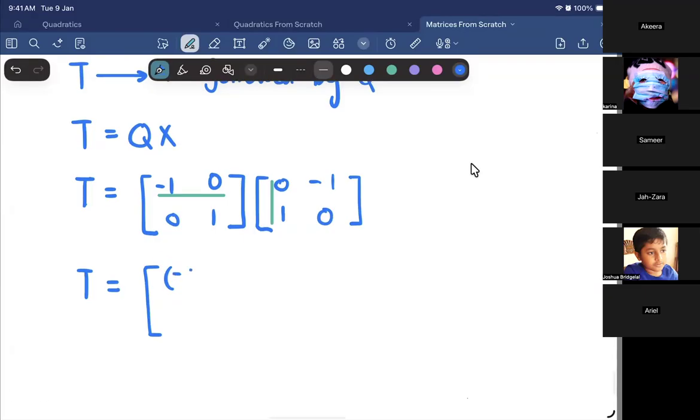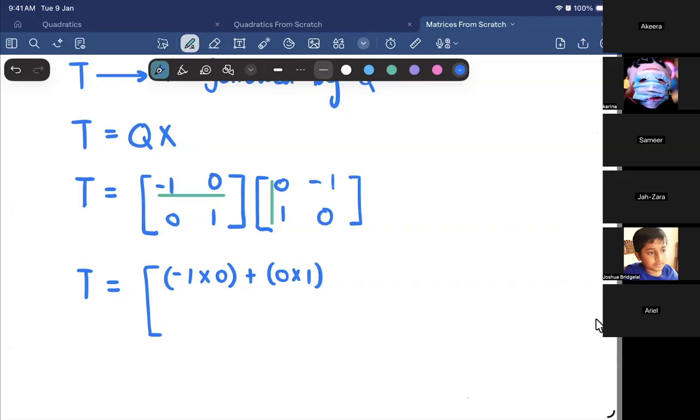Negative 1 by 0, right? Plus 0 by 1. Right. No, Jazara, I did not forget you. So Jazara, did you do matrices in school as yet? Yes or no? Talk to me.